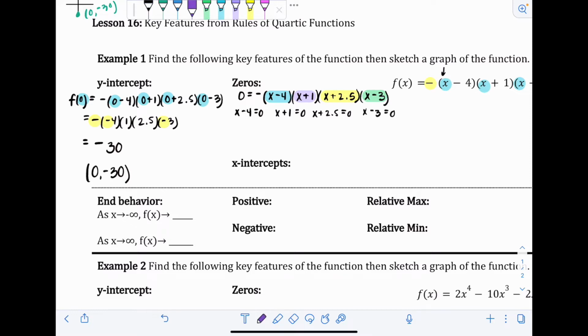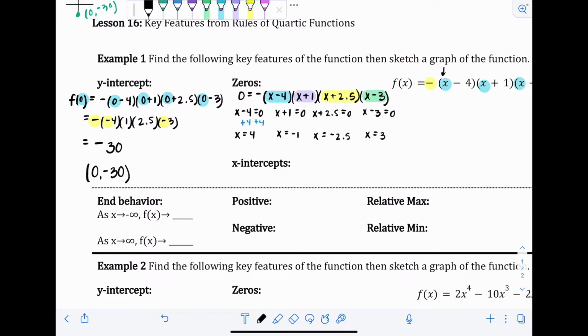So we just use inverse operations. I'll just write the one for plus 4 and the rest we'll probably just do in our head. For x minus 4, I would have to add 4 to both sides, and that would give me x equals positive 4. For x plus 1, I would have to subtract the 1 over, and that would give me x equals negative 1. For x plus 2.5, I would have to subtract 2.5 over, and that would give me x equals negative 2.5, and then for x minus 3, I'd have to add the 3 over, and that would give me x equals positive 3.